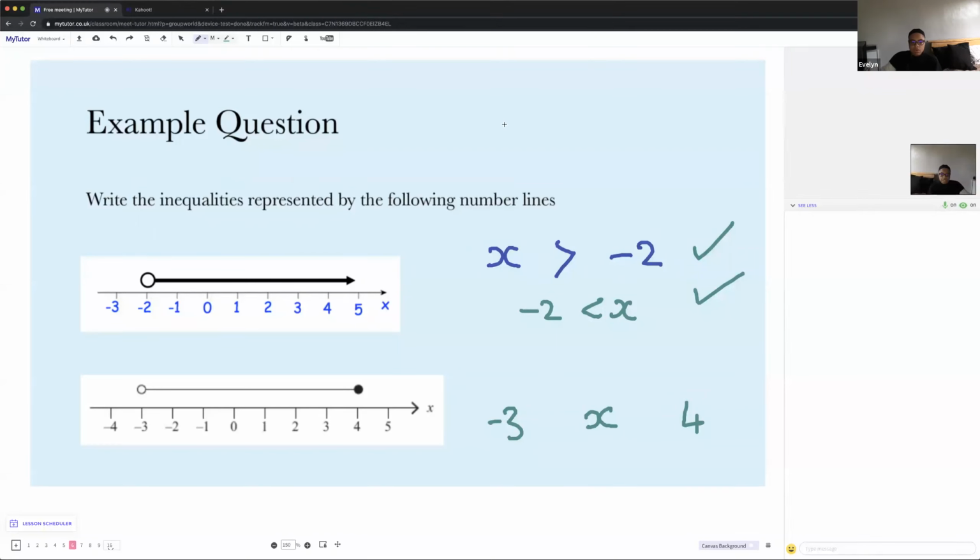Now, our x is going to go in the middle, but now we have to think of the signs. All of these numbers are to the right of -3. So they're all going to be bigger than -3. And all of these numbers are to the left of 4. So they're all going to be smaller.